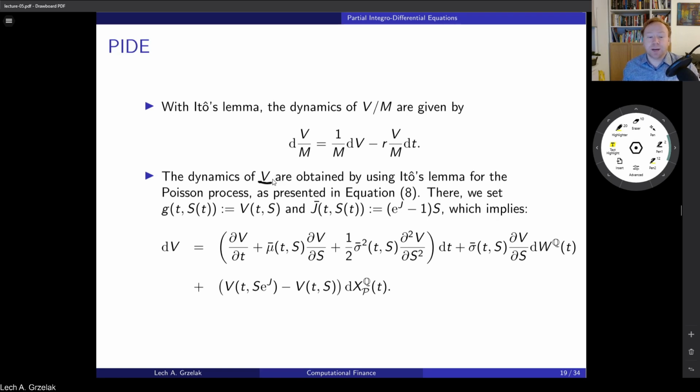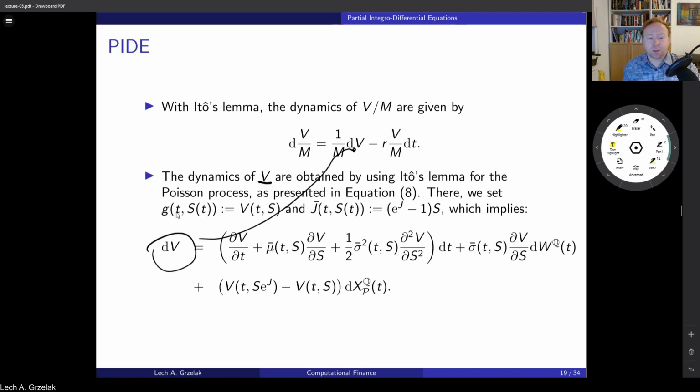explicitly depends on the dynamics of the stock. By Ito's lemma and substitution, we can find the following dynamics of V. We have a drift term, and also elements which come from the dynamics of the stock: a diffusion term, and also a part which is responsible for jumps. Once we have this, we can substitute it into this equation, and this stays the same. So we can continue on.